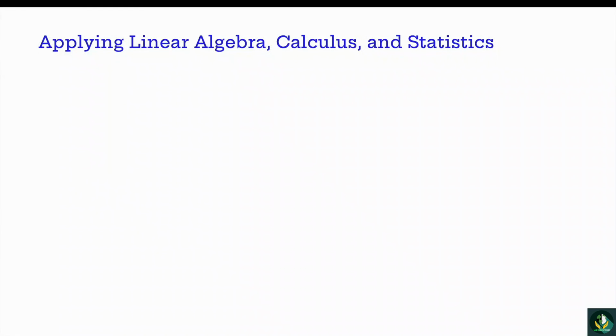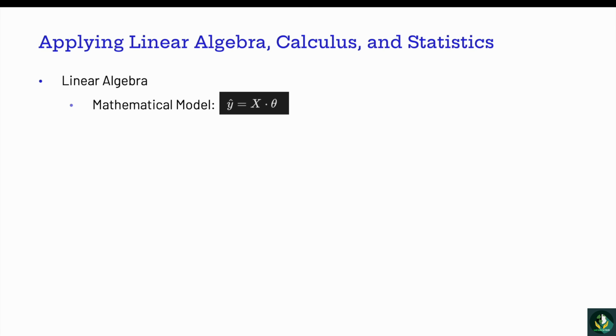First is applying linear algebra, calculus, and statistics. For linear algebra, linear regression aims to fit a line or hyperplane to minimize the error between predictions and actual values. The mathematical model for this is y cap equals X times theta, where X is the feature matrix with bias term, theta is the parameters, which are weights and bias, and y cap is the predicted values.